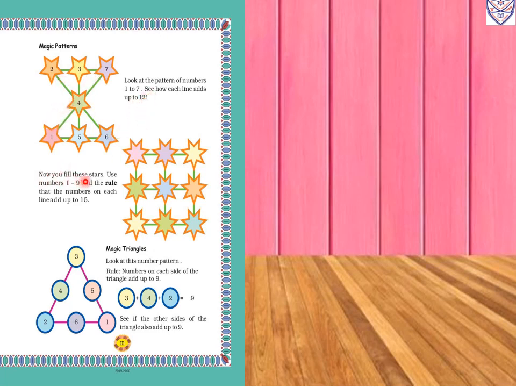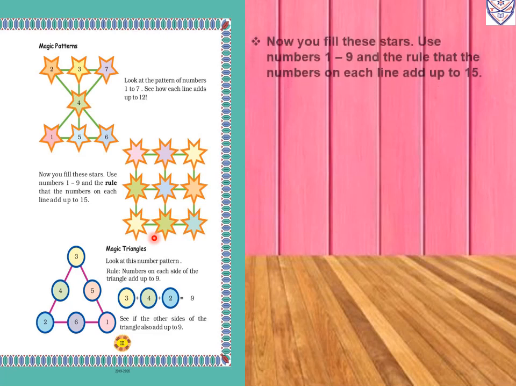Now you fill these stars. Use numbers 1 to 9 and the rule that the numbers on each line add up to 15. Now in this star we have to fill numbers 1 to 9, and they have given the rule that when we add the line we will get the addition 15. So how will we do it?